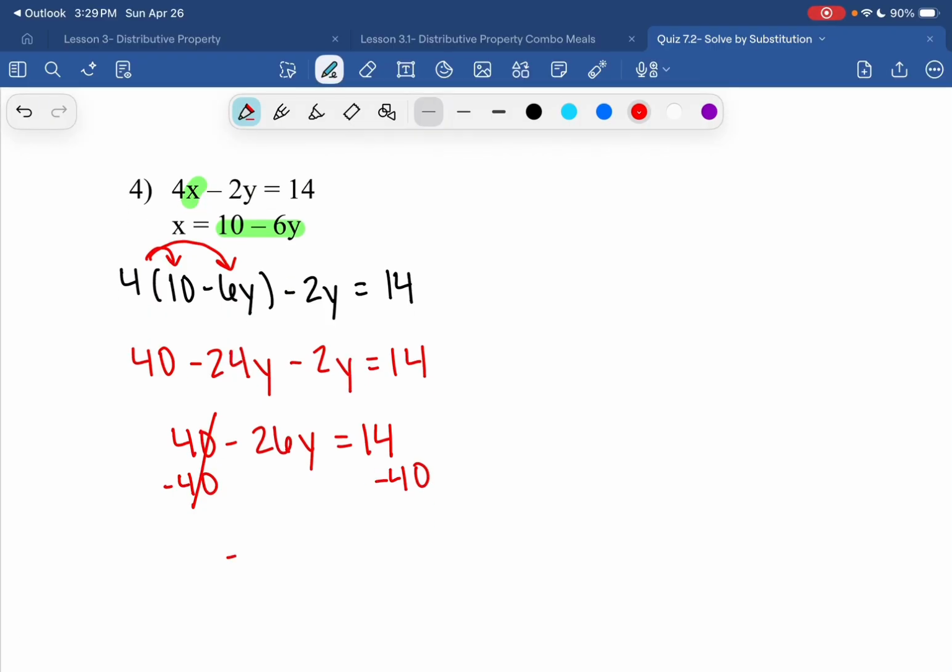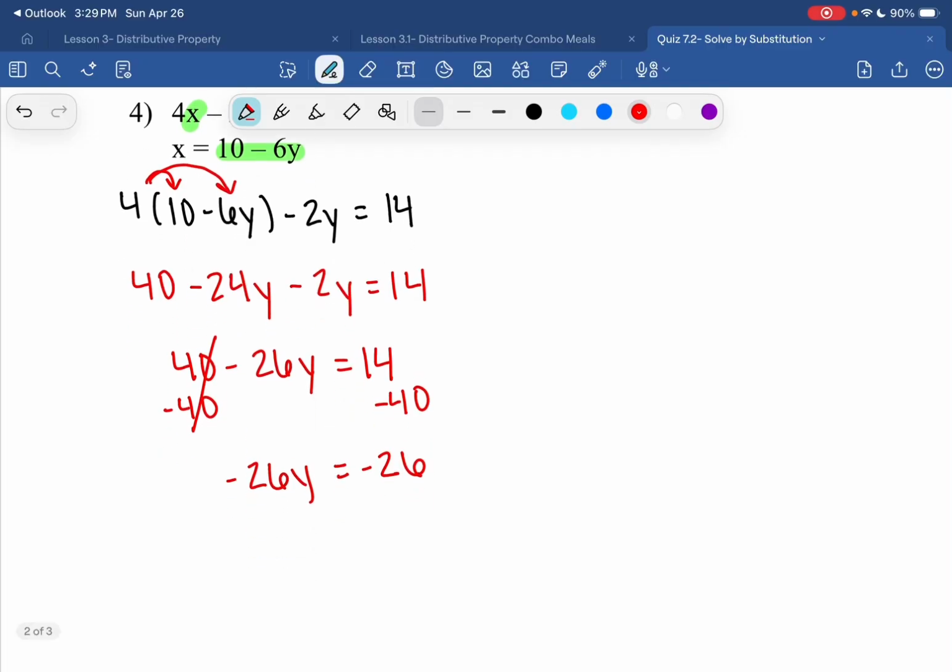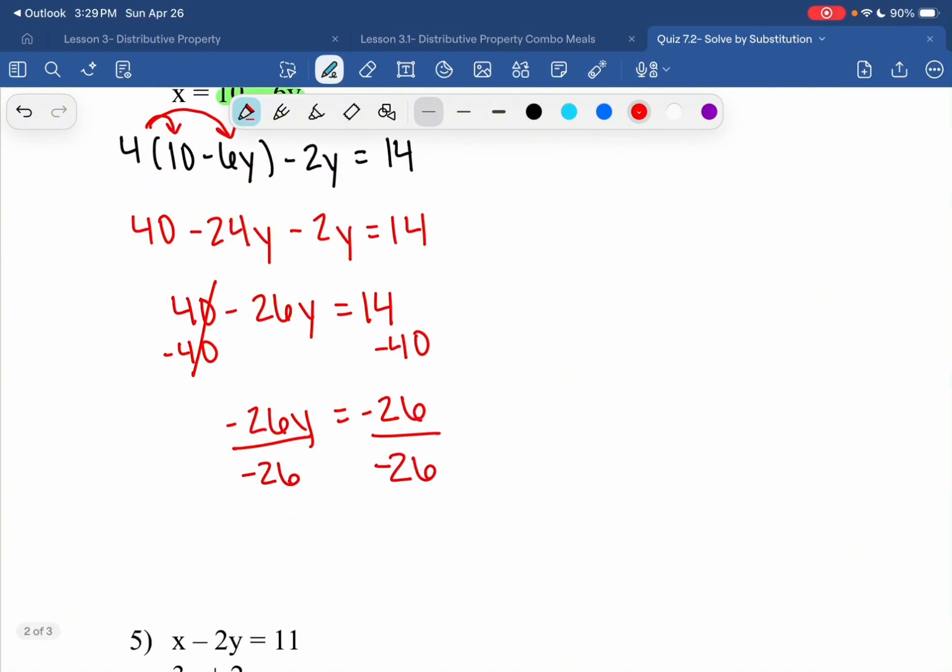So now I have negative 26y equals negative 26. Okay, this is a one-step equation. So to isolate the variable, I just have to divide now. So I'm going to divide by negative 26. And a negative divided by a negative is a positive. So y equals positive 1.